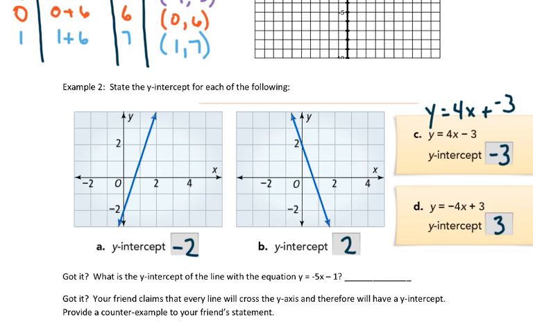So, in this equation here, y equals -5x minus 1, I'm going to write that as y equals -5x plus -1. Keep, add, opposite is what I'm doing. Keep -5x, add instead of subtract. The opposite of 1 is -1. So keep, add, opposite. And the y-intercept is -1.